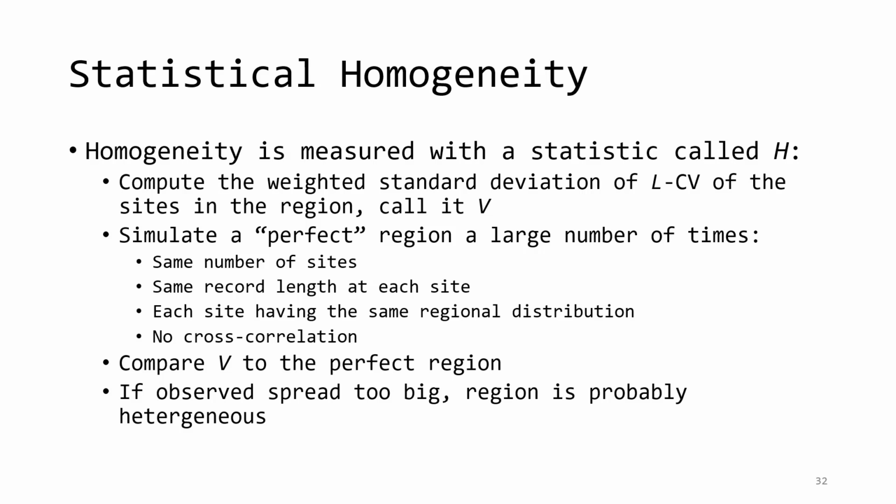The H statistic measures heterogeneity, the amount of variability in the site L moments. We assume that low values of H, associated with a low likelihood of heterogeneity, mean that the region is homogeneous. H is computed by comparing the spread of the LCV for the sites against a simulated perfect region. The so-called perfect region is set up to look just like the region that you're testing. It has the same number of sites, the same record length at each site, and the same regional probability distribution. It assumes the sites are perfectly uncorrelated, however.